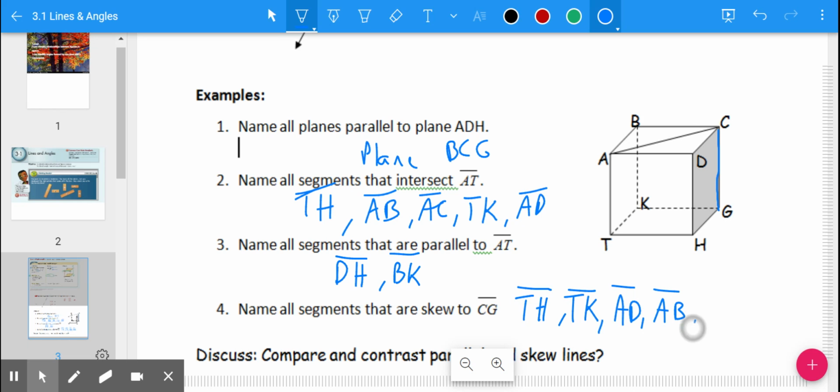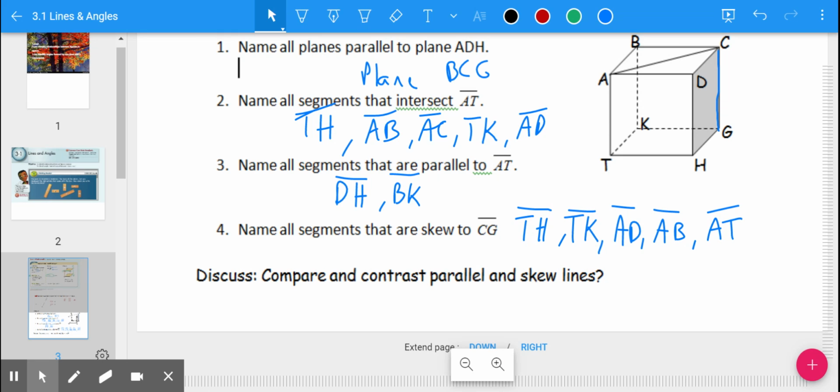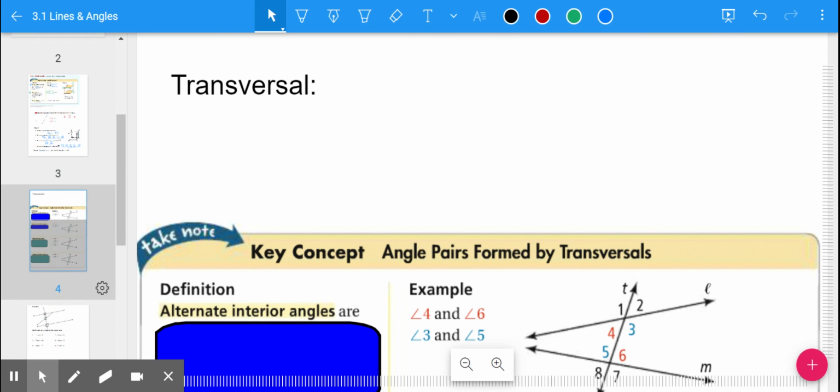Technically, you could say AT as well, but AT, if you drew a plane through them, they would be parallel. So what's the difference between parallel lines and skew lines? Well, it depends on whether it's in the same plane or not. So that's the big thing there. All right. Now, what is a transversal?